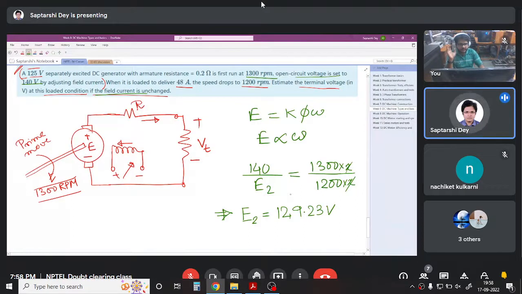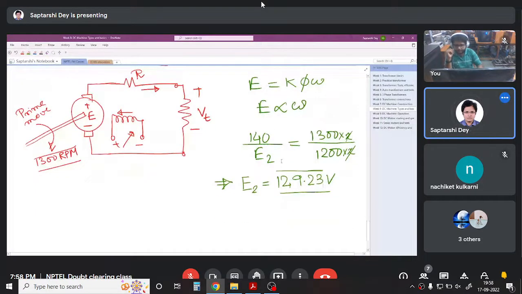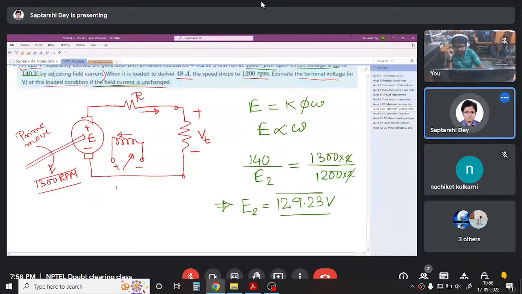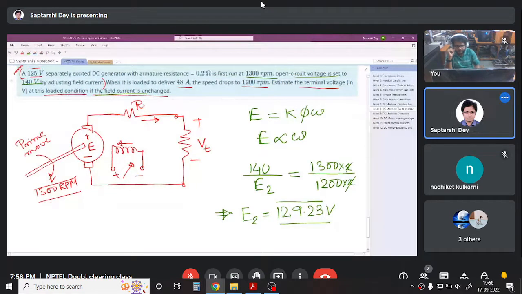How much is the back EMF now? 129.23 volts. So it was 140 volt open circuit voltage. I loaded the machine, speed dropped, as a result the back EMF dropped. So we got this voltage. So now it is 129 volt. The question is, what is the terminal voltage?